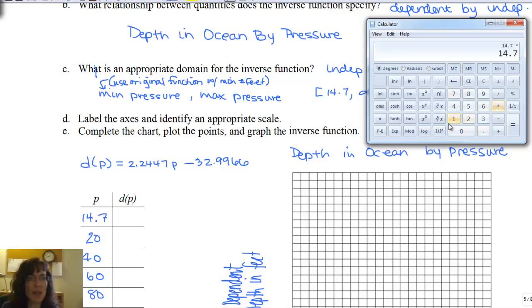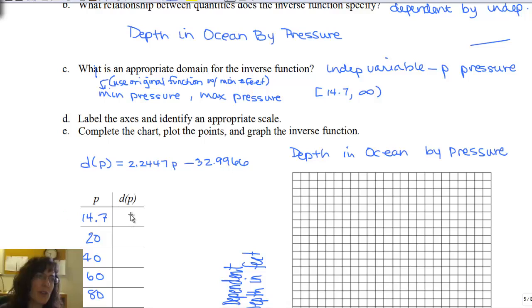14.7 times, and I'll multiply it by 2.2447. Now I did round this, remember, so I'm expecting it to be a little off, so I want to show you. Subtract off the 32.996, and I've got close to 0. I'm within 2 digits, which is pretty good, so I'm going to say that's pretty much a 0. Back onto my pen. That's pretty much 0.